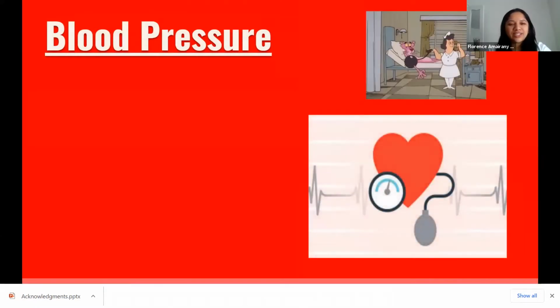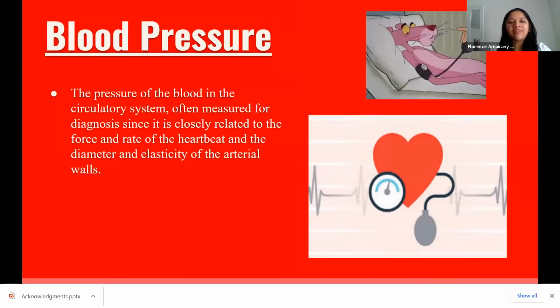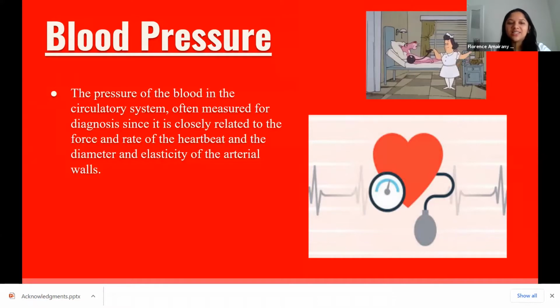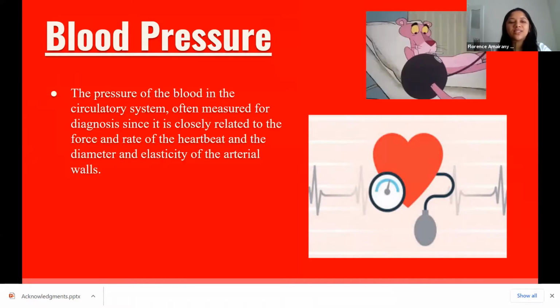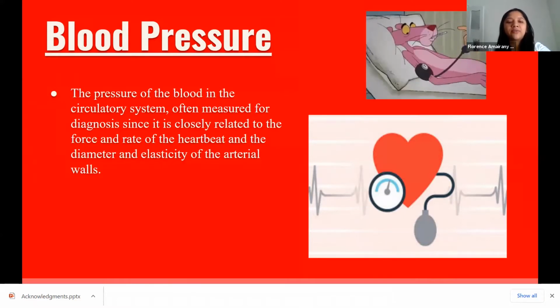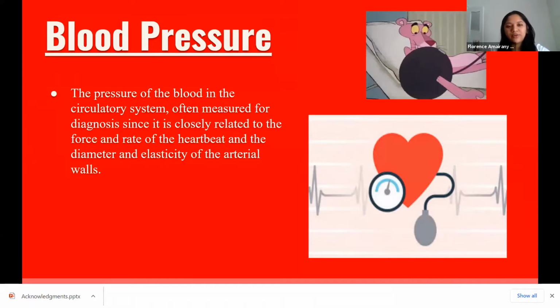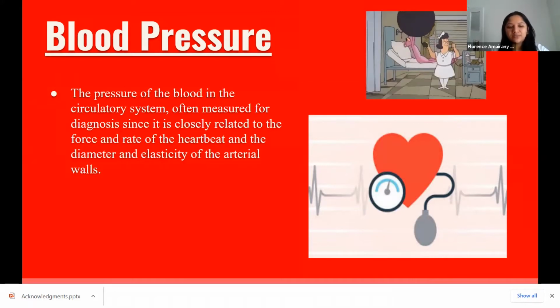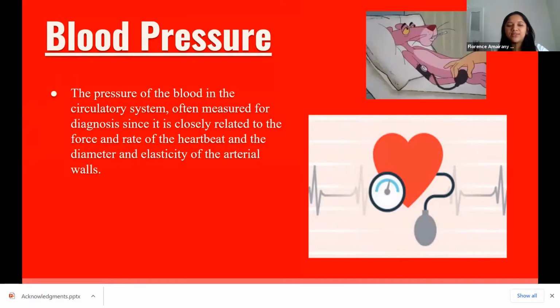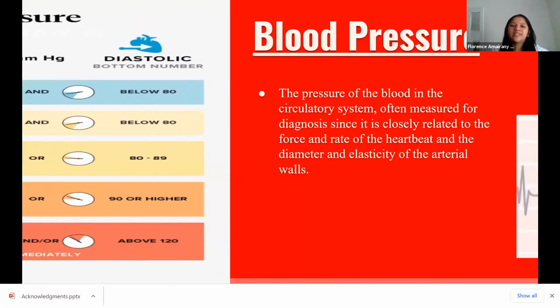So blood pressure is the pressure of the blood in the circulatory system, often measured for diagnosis since it is closely related to the force and rate of the heartbeat and the diameter and elasticity of the arterial wall. There are 5 blood pressure categories, which are normal, elevated, high blood pressure stage 1 and 2, and hypertensive crisis, which will be shown in the next slide.